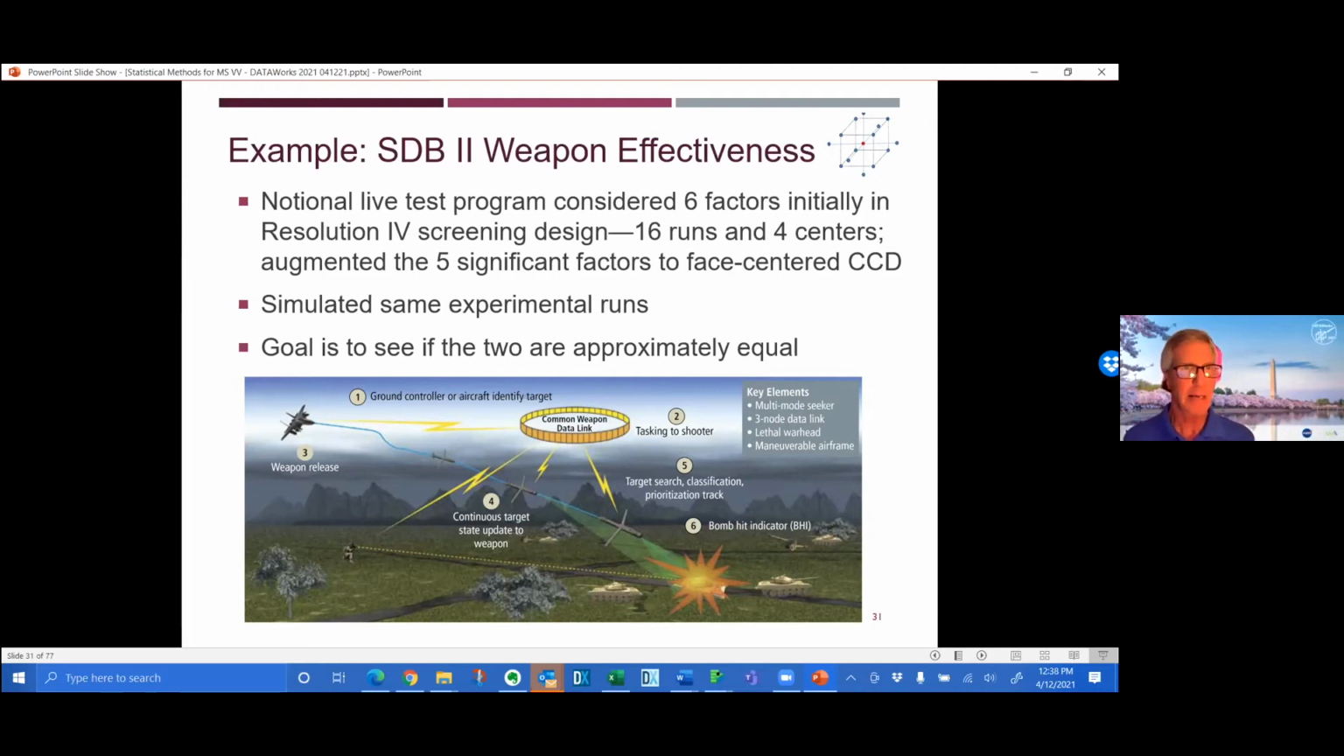Because we have factors involved. But here, let's look at SDB2, a current program, small diameter bomb, a multi-service air to ground weapon. It's a glide weapon, but very, very accurate. It has 3 different sensor modes associated with it, but not a bad cartoon there in terms of what it's trying to accomplish and the various different communication routes that it takes to get there.